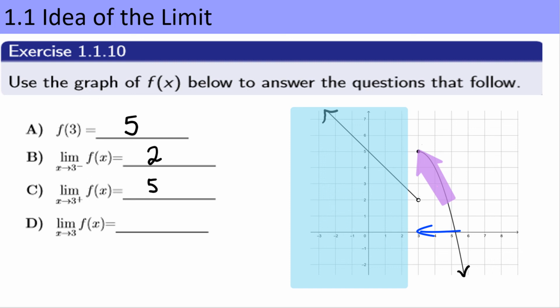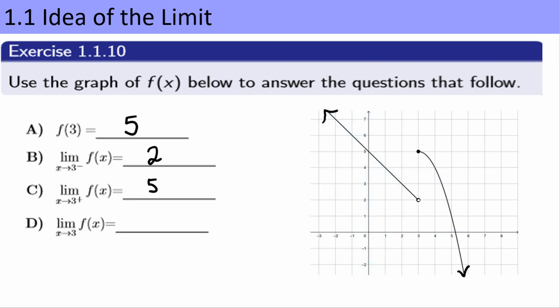And now part D, find the limit as x approaches 3 of f of x. In parts B and C, we computed that the left-hand and right-hand limits as x approaches 3 are not the same, so we conclude that the limit as x approaches 3, we'll write for D and E, does not exist.